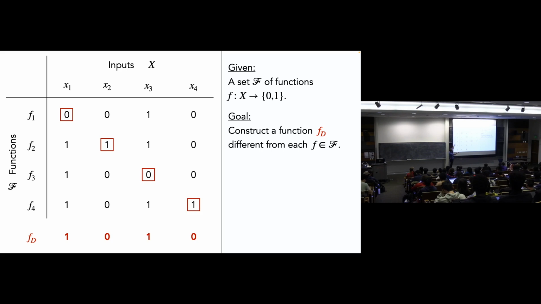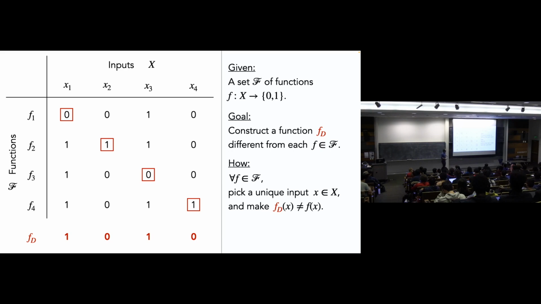For f3, this is a 0, so I make this a 1. And for f4, I'll choose x4, and so on, right? So once again, how we're doing this, for every function in curly F, I'm picking a unique input x and making sure that f sub d is different from f on that input x.